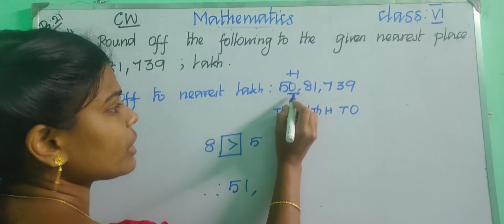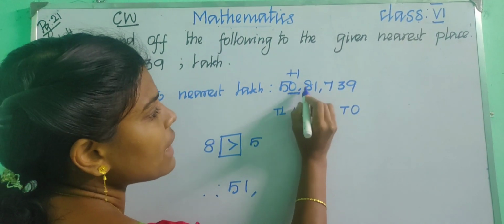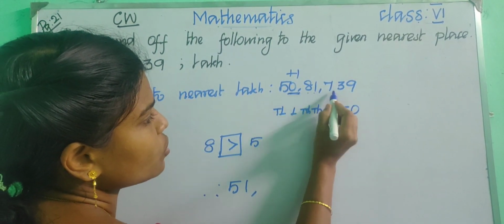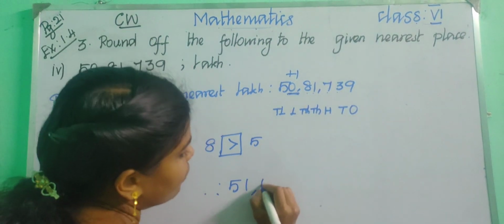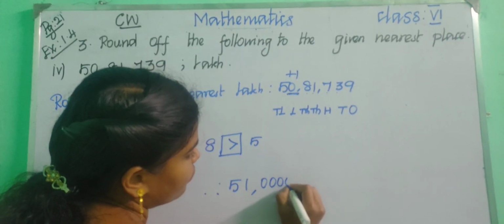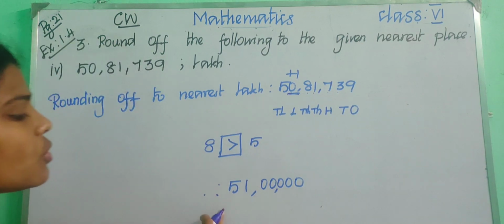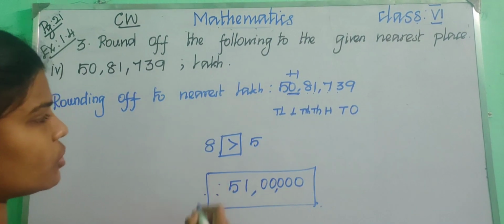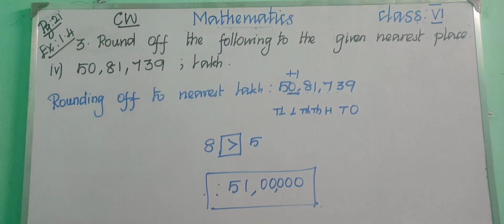So 51 lakhs and then for all the remaining digits we need to put 0. How many digits? 1, 2, 3, 4, 5. 5 zeros. So 51 lakhs is the answer. Copy it in your classwork notebook. Pause the video and write. After completing this, write the next one, fifth one in your classwork notebook.